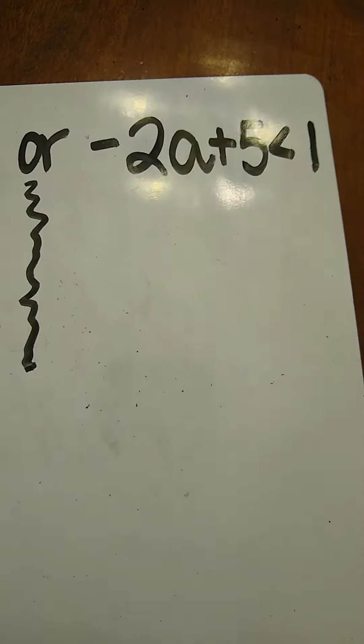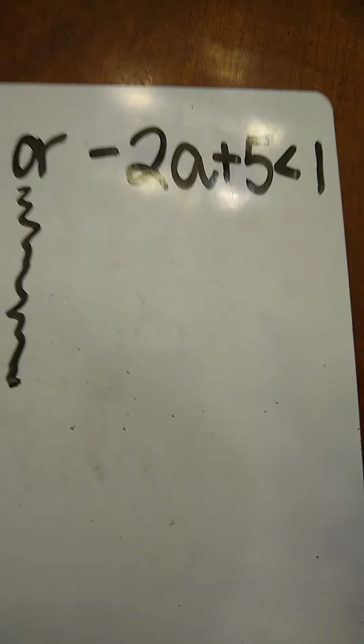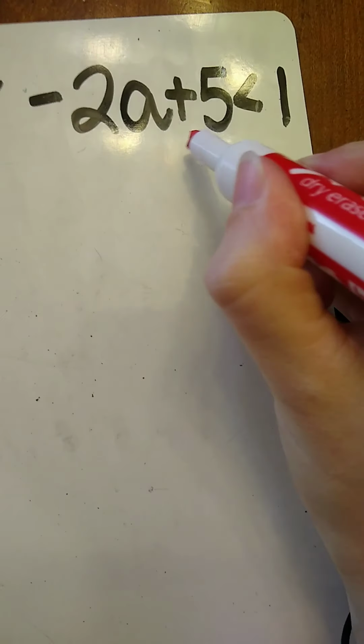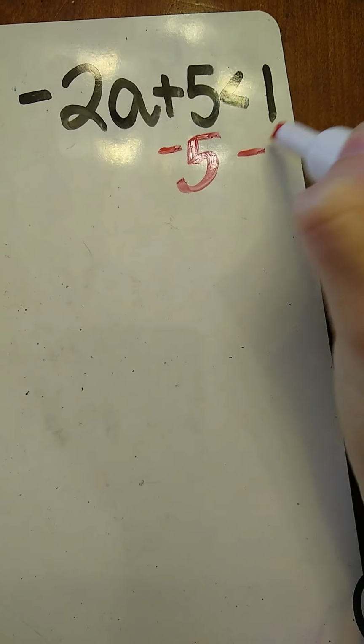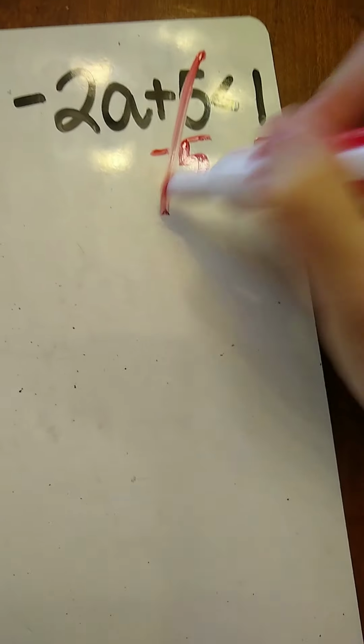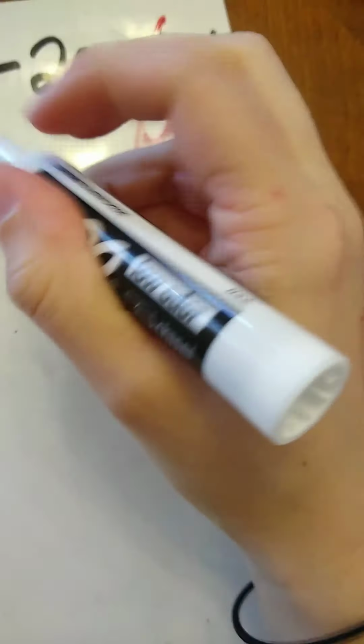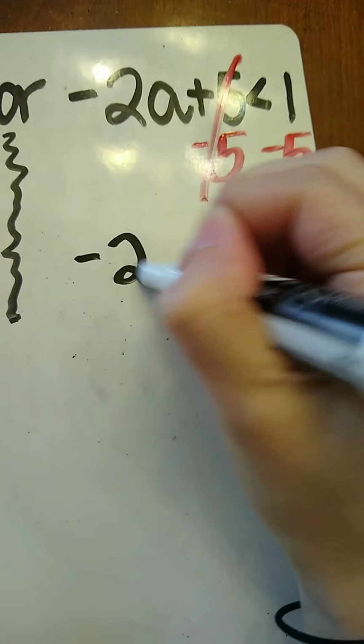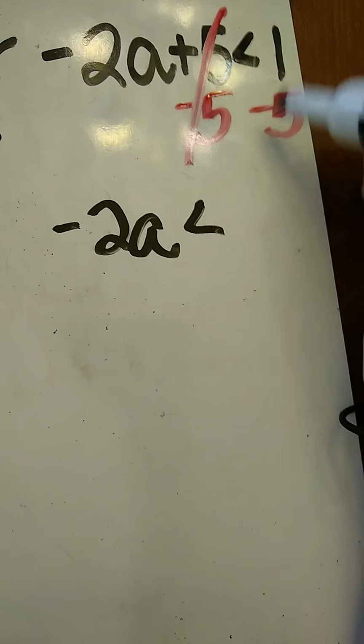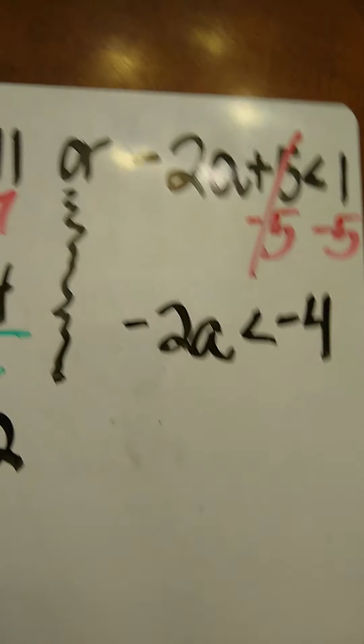In the right inequality, the positive 5, that's my constant. So that's who I've got to get rid of first. It's positive, so I'm going to subtract it to the other side. That goes away. So I'm left with -2a is less than 1 minus 5 is -4.